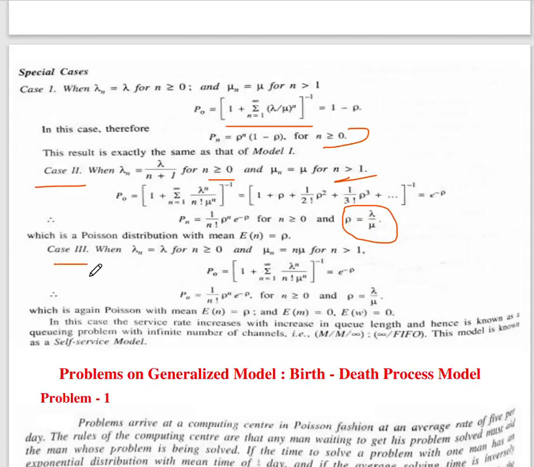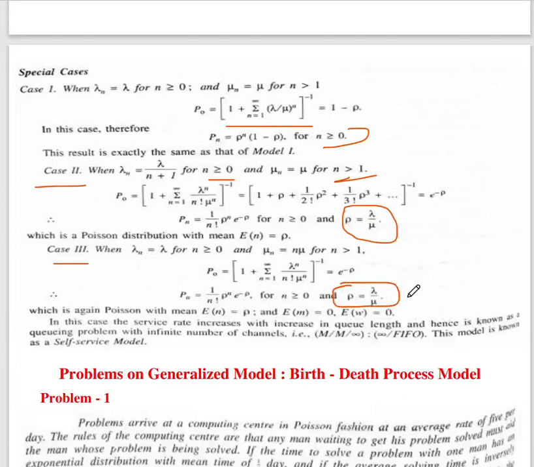Now we will discuss case number 3: when lambda n equal to lambda for n greater than or equal to 0, and mu n equal to n mu for n greater than or equal to 1. So here we will find P0 equal to 1 plus the summation from n equal to 1 to infinity of lambda to the power n upon n factorial mu to the power n, all to the power minus 1, and this can be written as e raised to the power minus rho, and we know that rho is lambda by mu. Therefore here Pn equal to 1 upon n factorial, rho to the power n, e raised to the power minus rho, for n greater than or equal to 0, for the value of rho equal to lambda by mu.